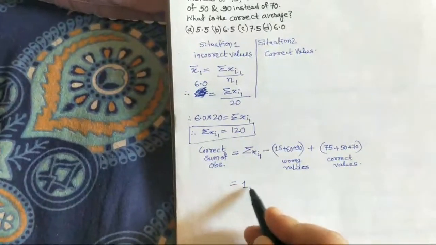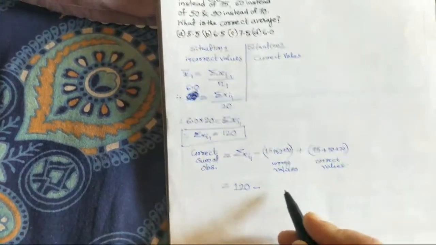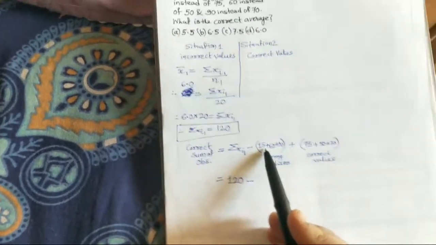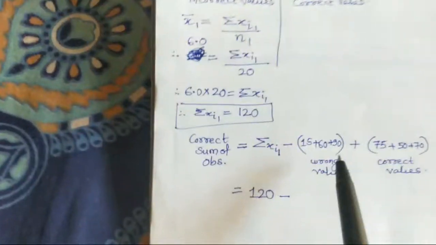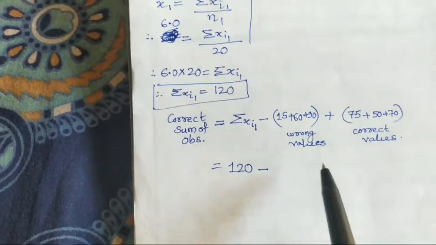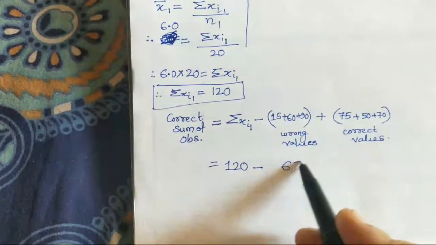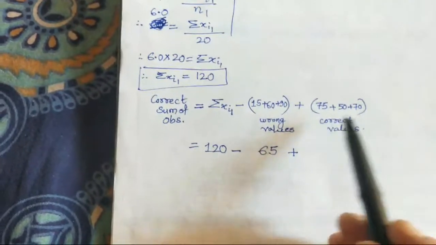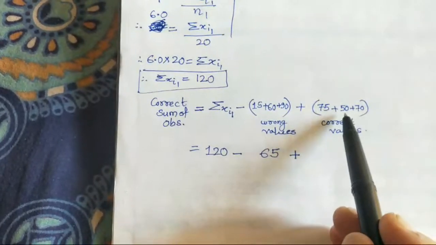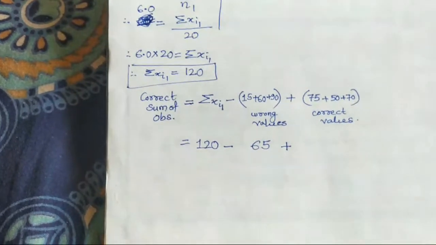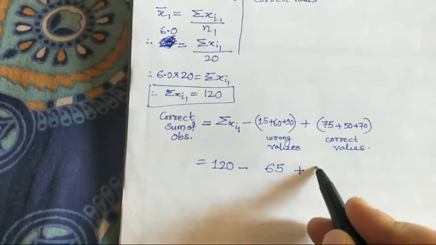So what is your sum of the observations with wrong values? It is 120. Then we will minus all the wrong values from this. What is the sum of the wrong values? 15 plus 60 plus 90, how much would it be? 15 plus 60, 75. 75 plus 90 would become 165. And we'll add the sum of the correct values. It is 75 plus 50 plus 70. 75 plus 50, 125. 125 plus 70, it would become 195.